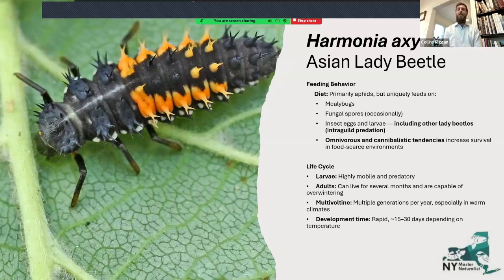So good for them, but not necessarily great for the native species that operate differently and are more docile in nature. This one is very rapid in terms of development. So we kind of went through the top part, but in 15 to 30 days, these can develop. So just much quicker development time than the others, which are generally going to be a 30-day period.